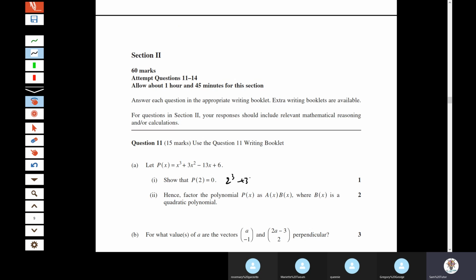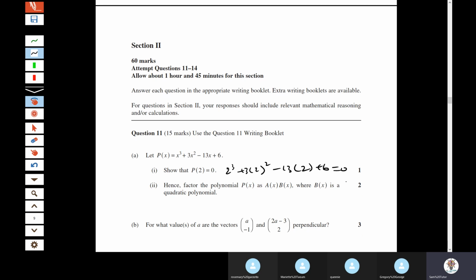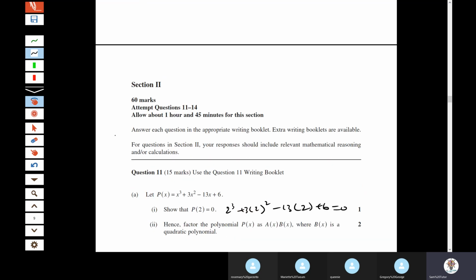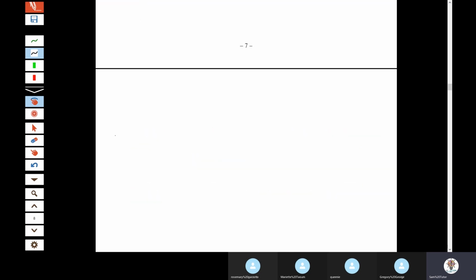2 cubed plus 3 times 2 squared minus 13 times 2 plus 6 equals 0. Easy. Hence factor the polynomial, where Q of x is a quadratic polynomial. Okay, so that means we're going to divide x cubed plus 3x squared minus 13x plus 6 by x minus 2.